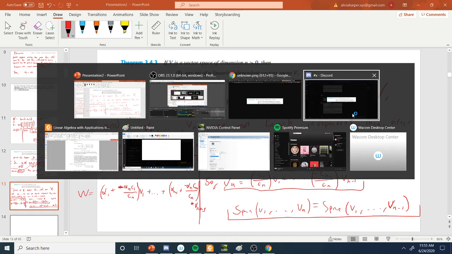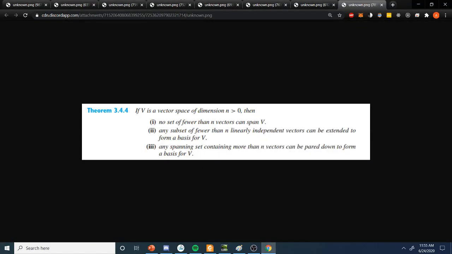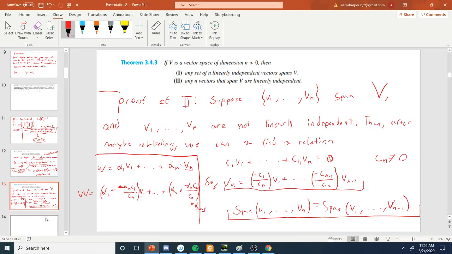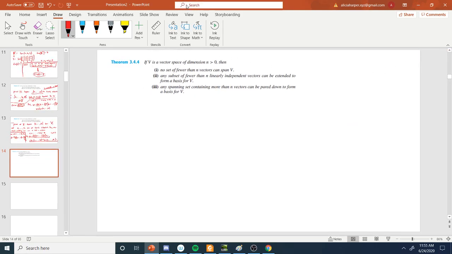So I have one more theoretical result to go before I turn to examples, but it's going to follow from all the work we've already done. So let's suppose that V is a vector space of dimension n. Then no fewer than n vectors can span V. And any subset of fewer than n linearly independent vectors can be extended to form a basis for V. And finally, any spanning set that contains more than n vectors can be pared down to form a basis for V.